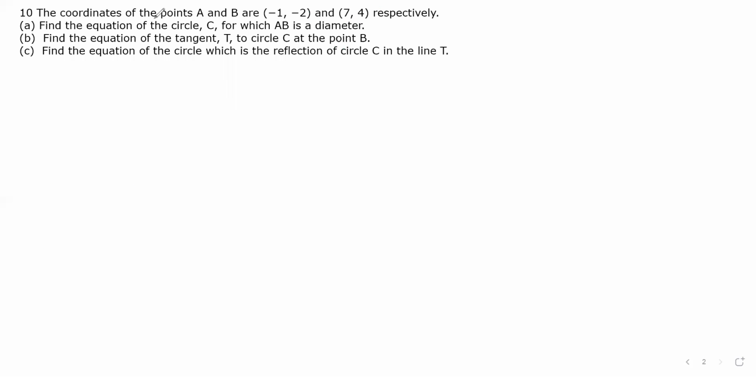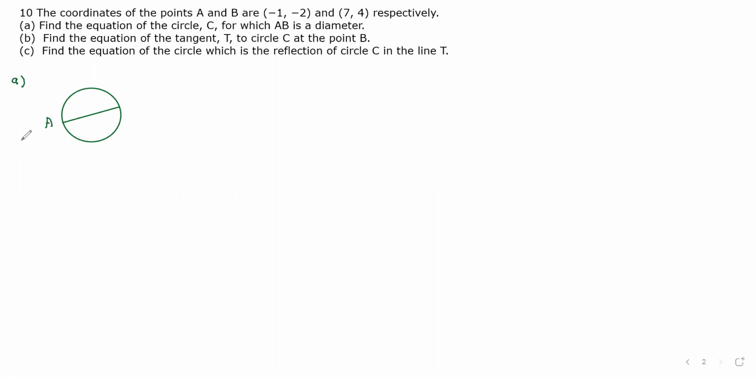Question 10. You are given the coordinates of 2 points, point A and point B. AB is the diameter of a circle. Part A, you need to find the equation of that circle. Now let's look at this circle here. For this circle, it has a diameter AB. This is not drawn to scale, so it doesn't really matter.